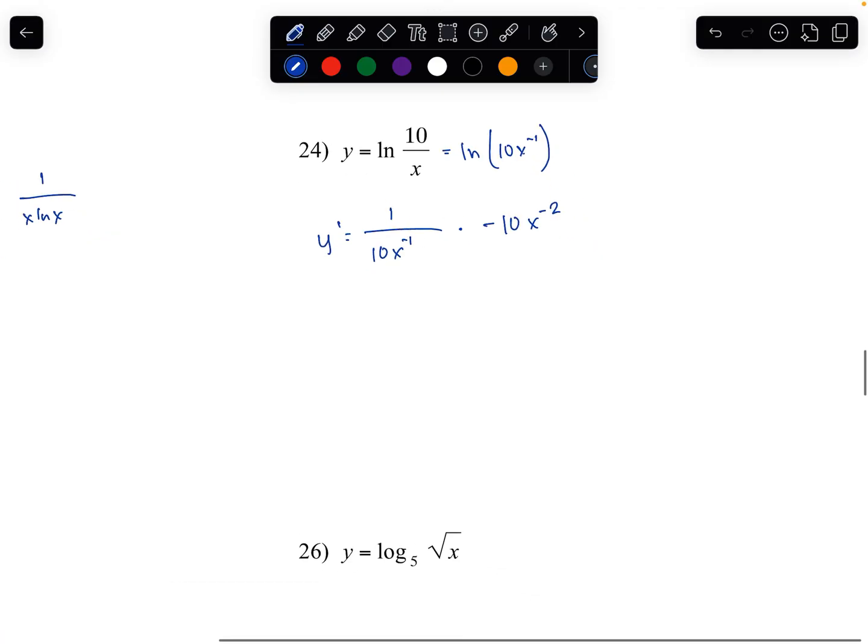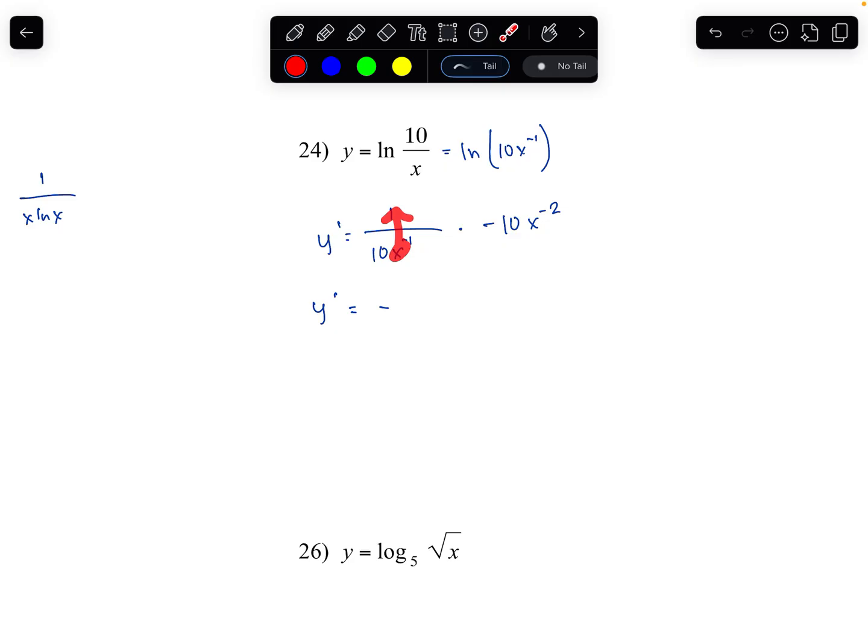Okay, and that one's an easy one to simplify, and it kind of just bugs me that it got all those negative exponents. So also the 10s would cancel, so it would be negative. I can put this up in the numerator, so x in the numerator, then I could put this in the denominator over x squared, so that would be equal to negative 1 over x. Cool.